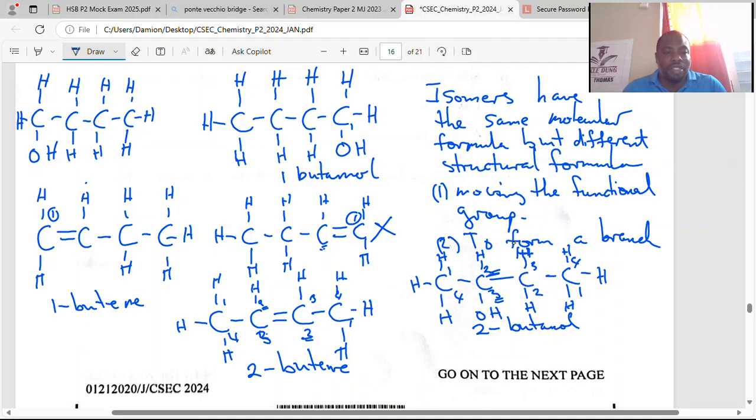Now this is an isomer of that in the way that it's a different structure. When you look at it, they're different. The double bond is in a different location. But if you check the amount of hydrogen and the amount of carbon, you will get back the same molecular formula. So that's what we mean. Isomers have the same molecular formula, but the structures are different.